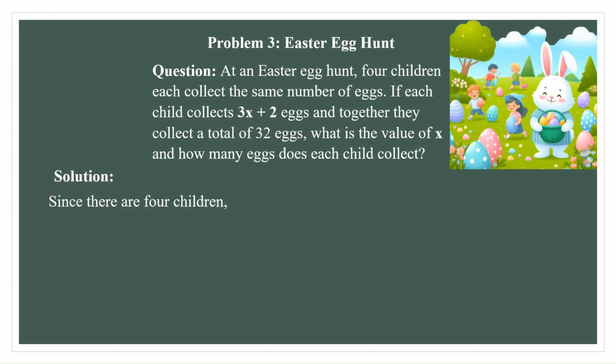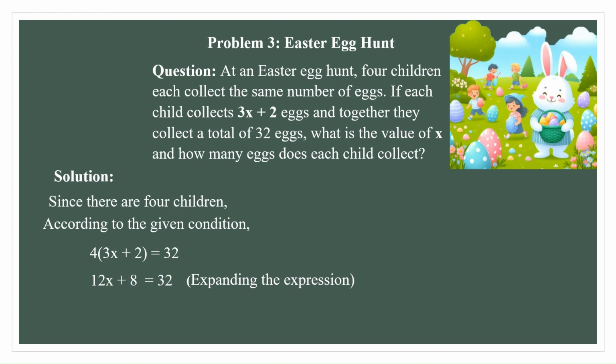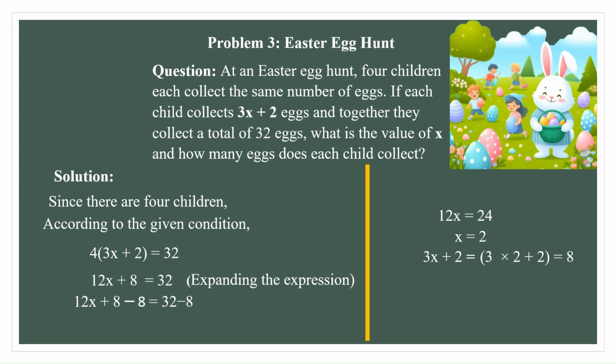So the solution: since there are 4 children and each is collecting 3x plus 2, according to the given condition, 4 times 3x plus 2 is equal to 32. Now by expanding the left hand side, we get 12x plus 8 is equal to 32. Now we need to balance the equation, so minus 8 from both the sides. So we get 12x is equal to 24. To find the value of x, divide both sides by 12 and we get x is equal to 2. So 3x plus 2, by substituting x equal to 2, we get 8. So each child collects 8 eggs.